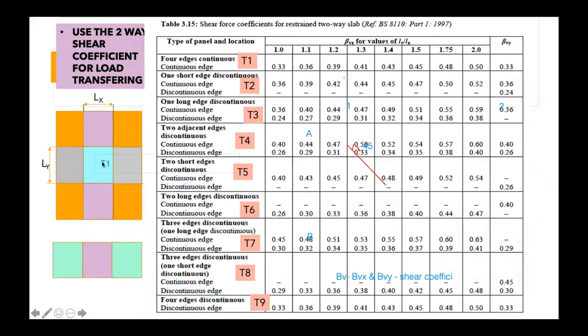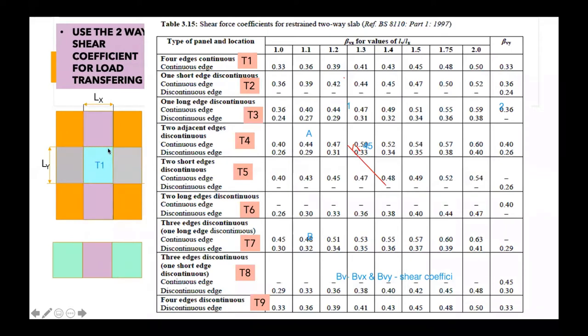This is T1, yeah? Why is this T1? This is because all 4 edges are continuous. This is the edge, this is the edge, this is the edge and this edge. So this slab, the blue slab here, is surrounded by the beam all around it. So one side, two sides, three sides, four sides.